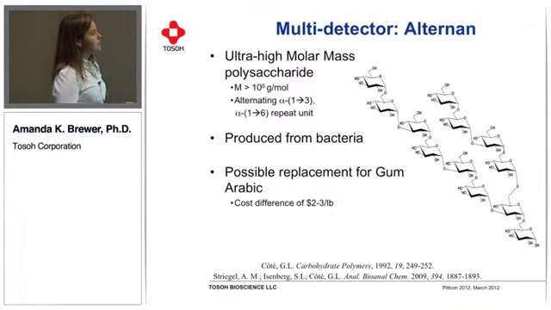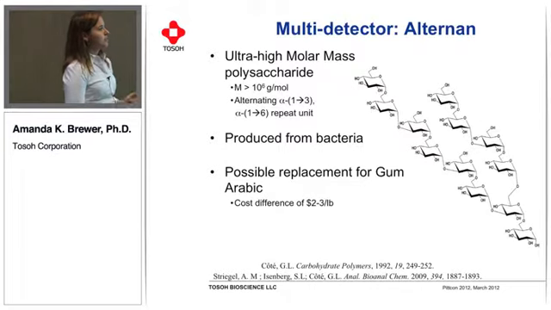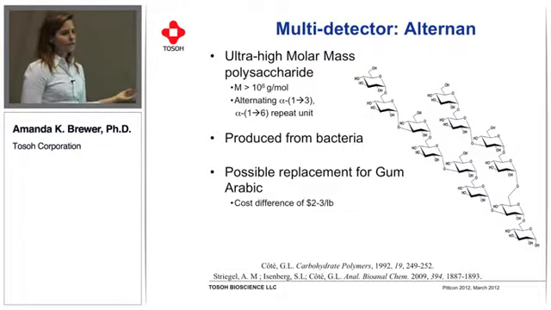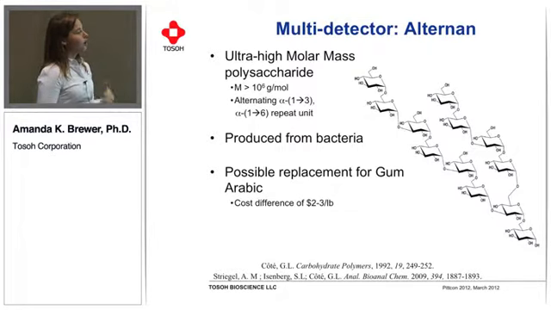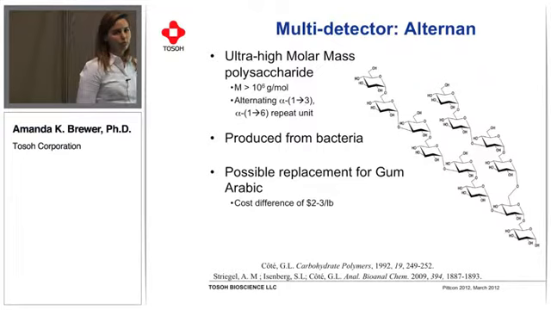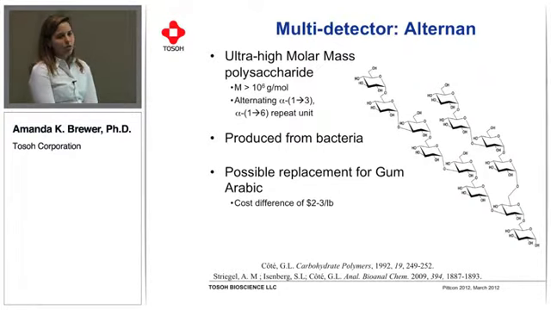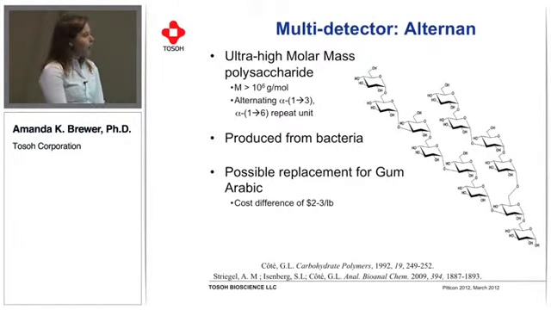I have one last example, and I want to show you how you can use the viscometer. I didn't talk about the viscometer in the last example. It was on that system, but this is actually a better example of how the viscometer can tell you more information. So this is a sample called Ultranan. It's an ultra-high molar mass polysaccharide. This is from a collaboration with Greg Cote's lab at the USDA. They produced this Ultranan from bacteria.